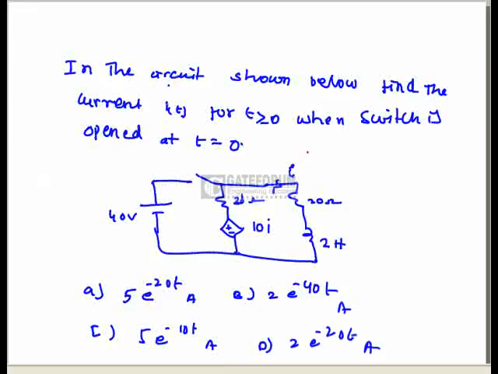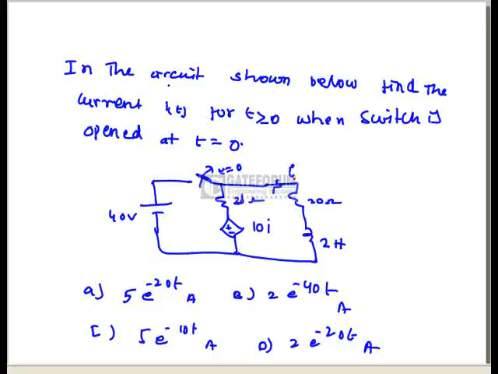Find out i of t for t greater than 0 when the switch is opened at t equal to 0. Here this is the switch, and it is opened at t equal to 0. That means the configuration will be like this, right? So we are asking for the current i of t, that is mentioned here. This is the current i for t greater than 0.